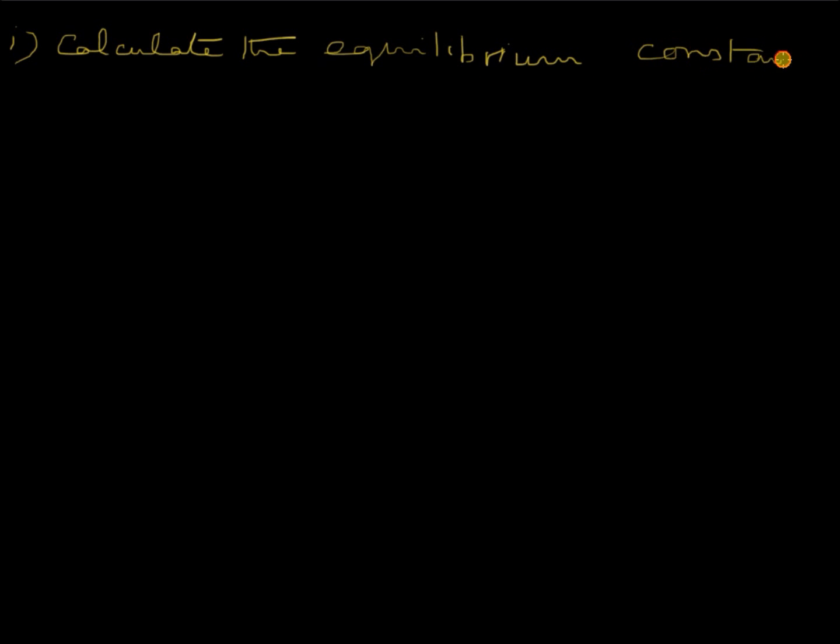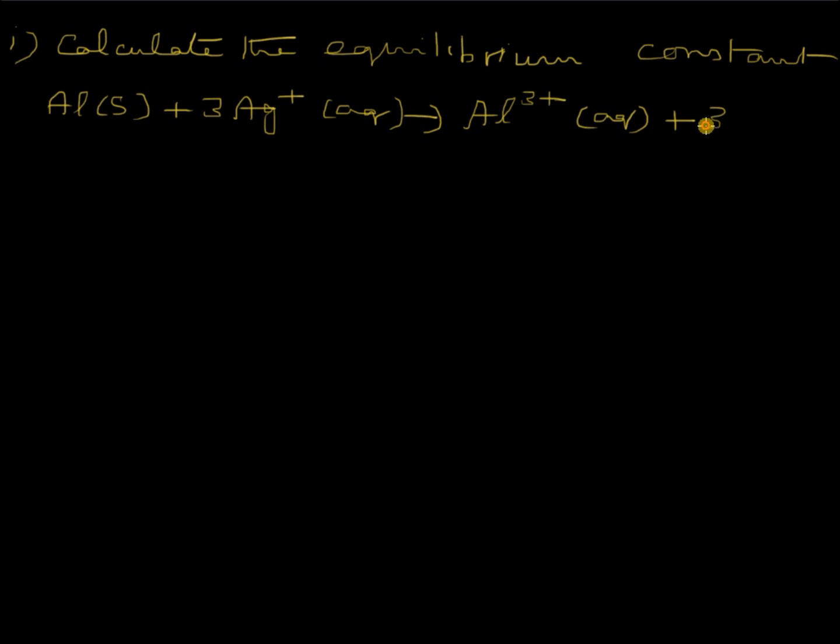Doing a few problems will make you understand and remember the mathematical relationship that you just learnt. So the first one is: calculate the equilibrium constant for the reaction Al solid plus 3Ag+ aqueous giving Al3+ aqueous plus 3Ag solid.